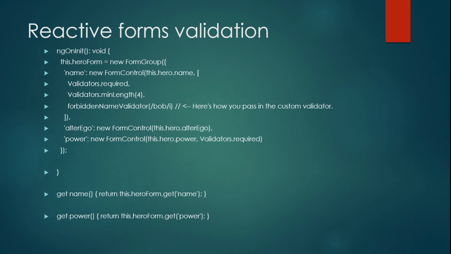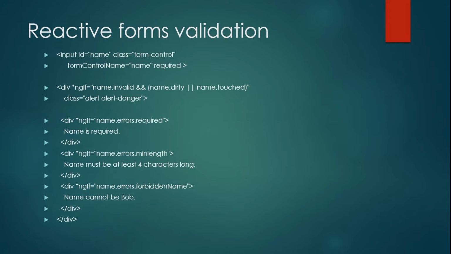So here name and power are the getters, so we can access the form control instance through the getter name, and power. The template can access the form control instance through the getter name power. So the template is directly accessing it with the getter names, and it is validated. So that is reactive form driven. And this is template driven.